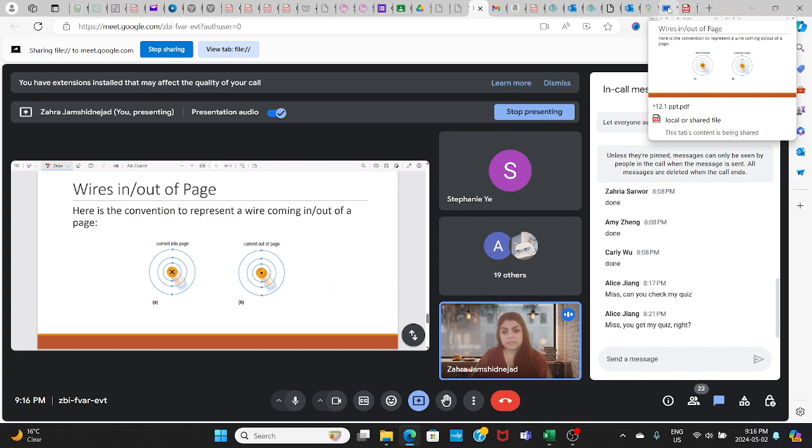Miss, yes, Stephanie. Earlier you said that the position of your thumb depends on the situation. Can you show what that looks like?